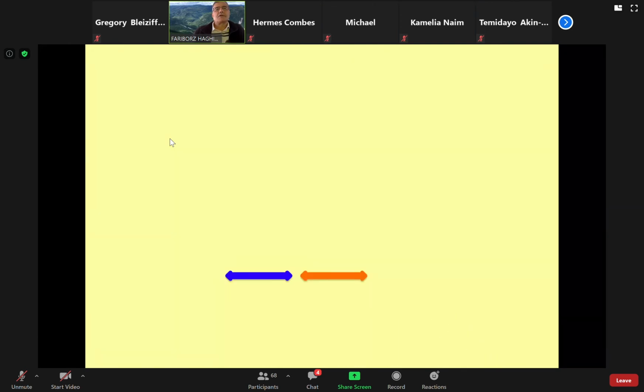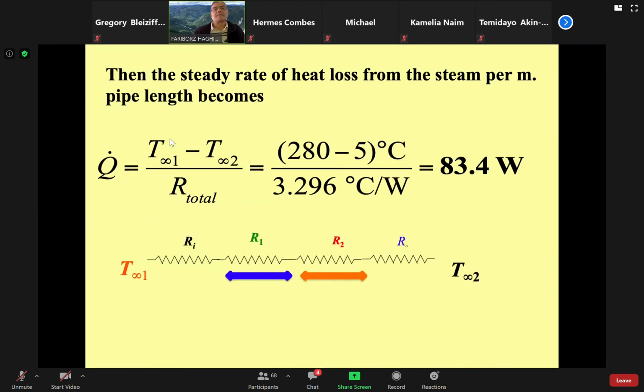Therefore, we are trying to find this temperature difference, okay? We would like to calculate the temperature difference across the pipe shell and also across the insulation. Could you tell me what is the temperature drop?